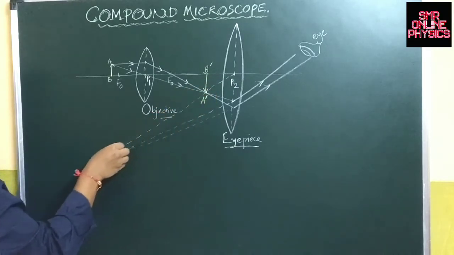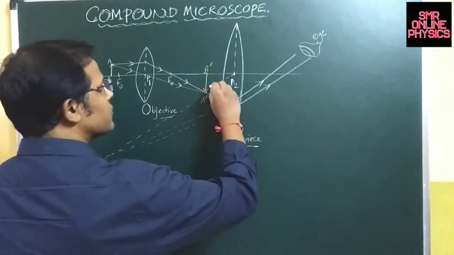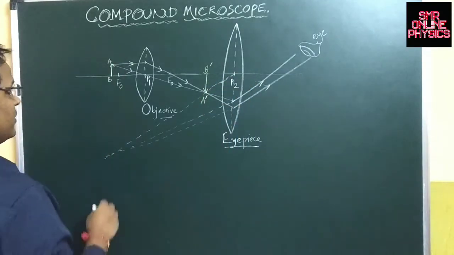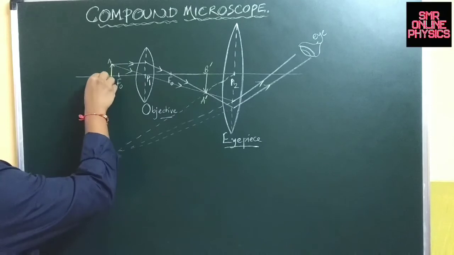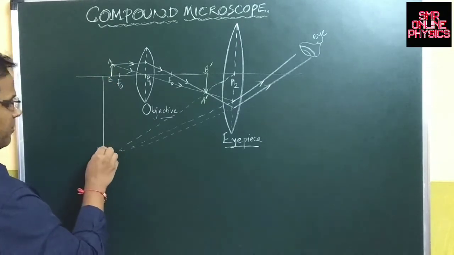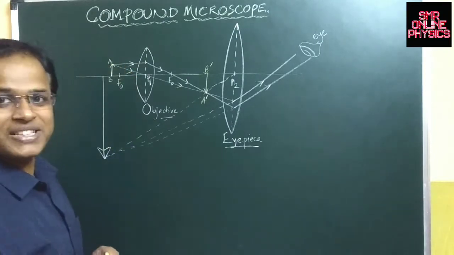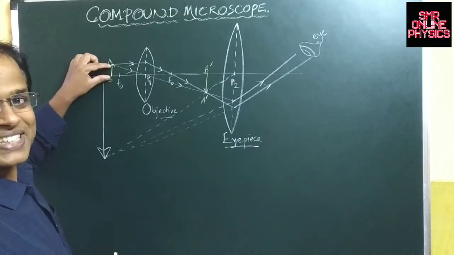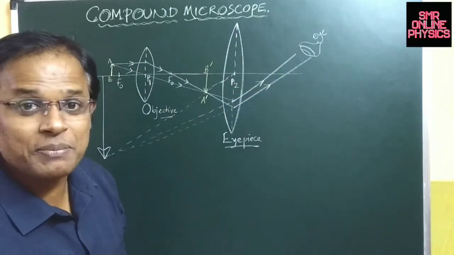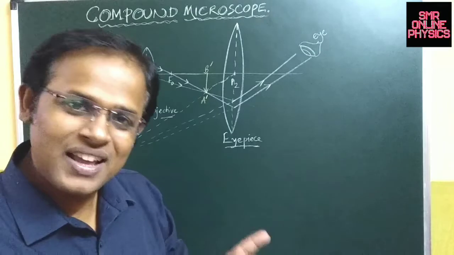Something like this. I hope I got it right, okay? Yeah, got it right, all good? Pretty much, without a scale. So this is the final image, the final image of this tiny object AB. This is the original object. This is the final thing this observer is going to see. Definitely magnified, but virtual and erect.